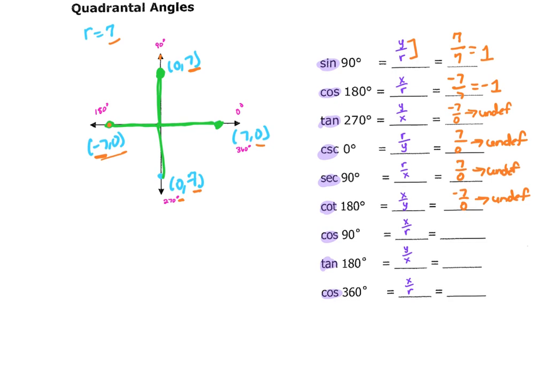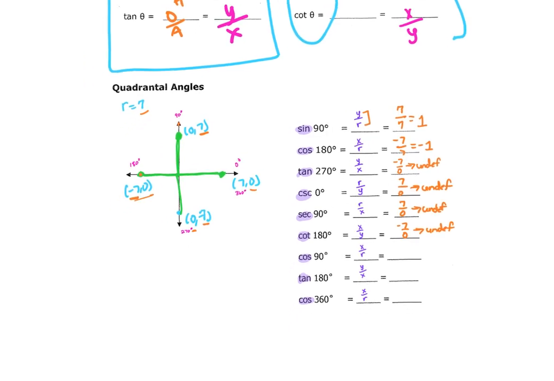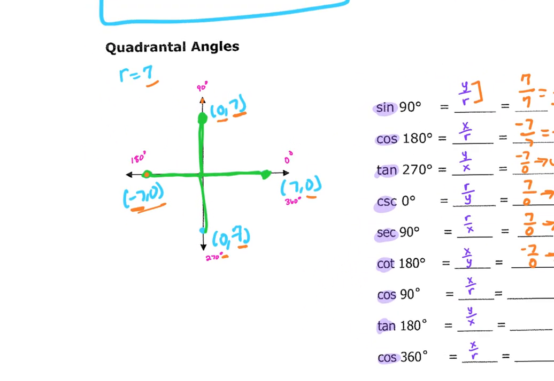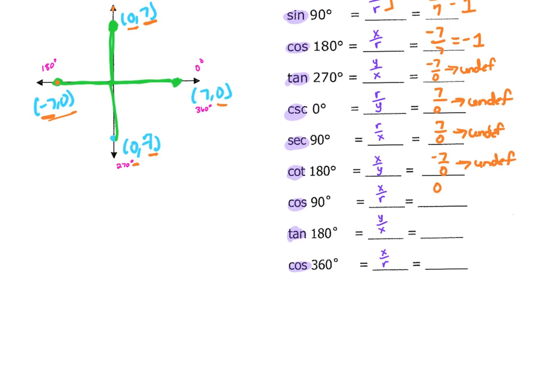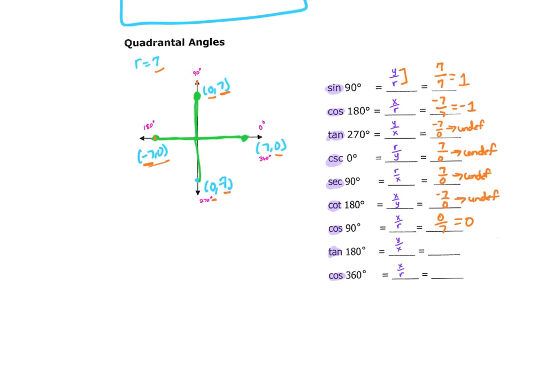Cosine of 90 degrees. For cosine, we're going to memorize that cosine is x over r. And at 90 degrees, if we do x over r, we're going to have 0 over 7, which is just equal to 0. So that's another value that you will see. For all of these quadrantal angles, you will find that the answers are either 0, +1, -1, or undefined. So that's a special case here with these quadrantal angles.